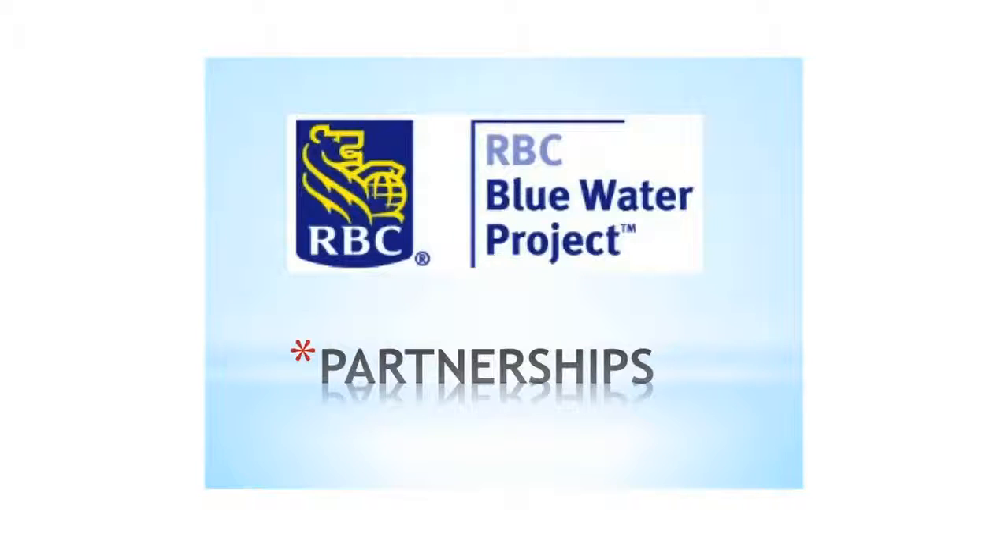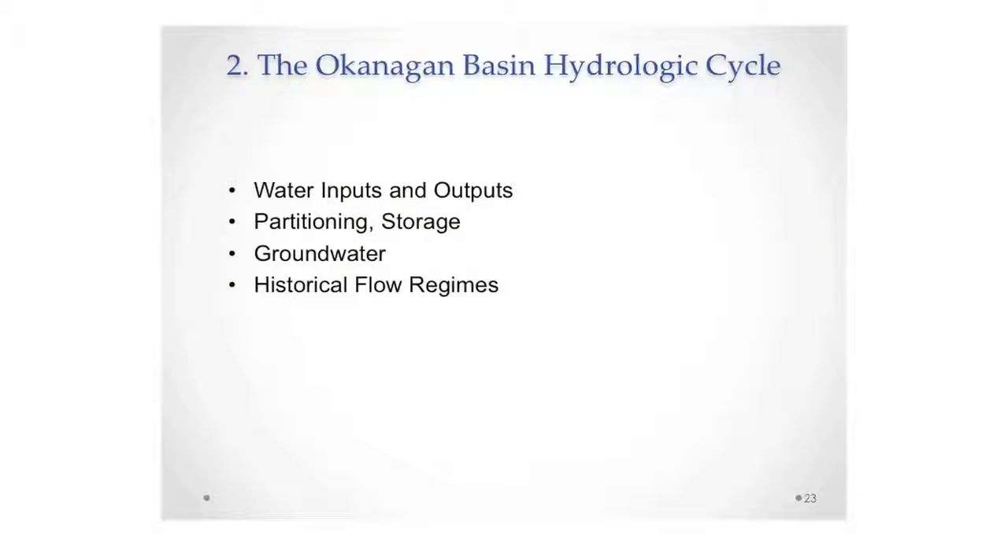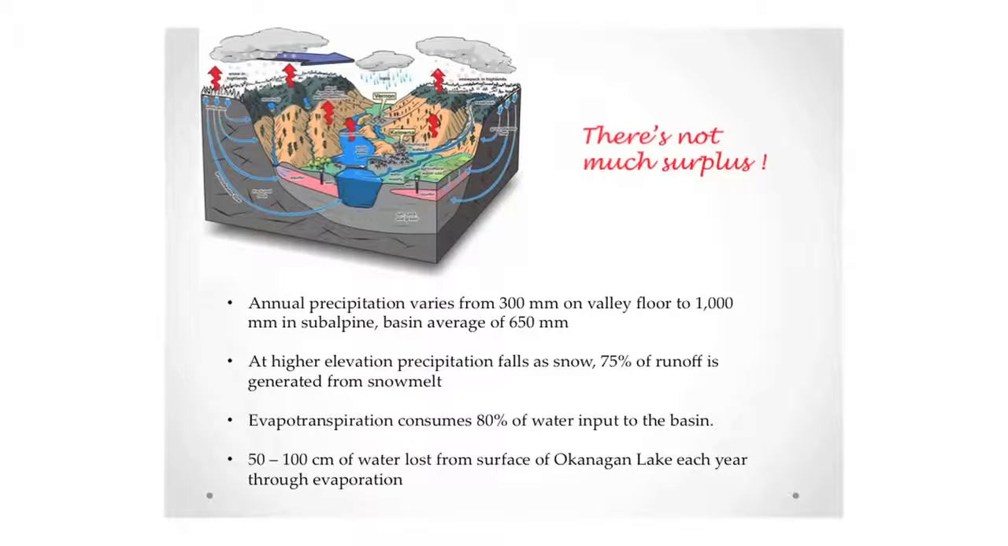I'm going to focus primarily on Okanagan Lake. And again, all of this information comes from the Okanagan Water Supply and Demand Study that was coordinated by the Stewardship Council. There's a cartoon of the basin with all of the major hydrologic components shown there. Annual precipitation varies from about 300 millimeters on the valley floor up to 1,000 millimeters in the higher elevations of the subalpine, with a basin average of about 650 millimeters.